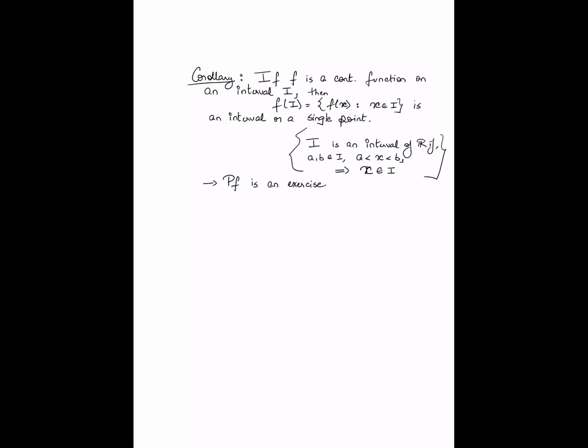Next, we will talk about inverses of functions, specifically inverses of strictly increasing functions, like strictly increasing continuous functions. So here is our theorem. Let f be a continuous, strictly increasing function on an interval I. Then we know that f of I, let's call it J, is an interval by the previous corollary.